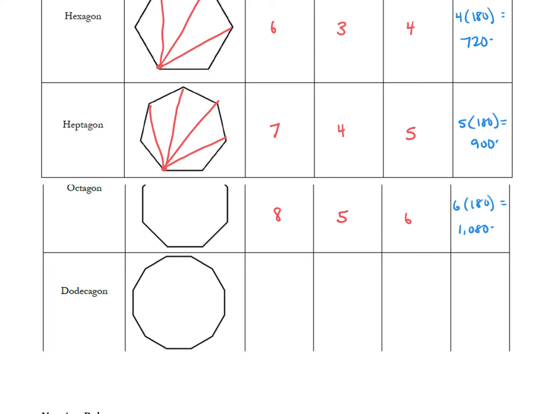All right, a dodecagon has 12 sides. I know that I can go down 3 and get my number of diagonals, 9. If I take my 12 and go down 2, I've got my number of triangles that would be formed. And so my sum of the interior angles is 10 times 180 degrees, which is 1800 degrees.